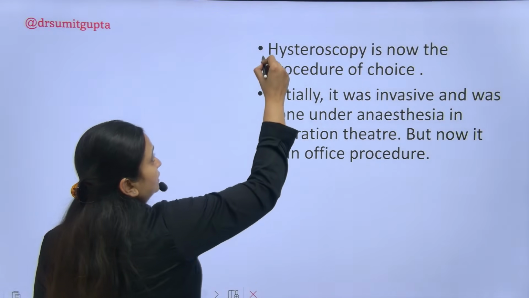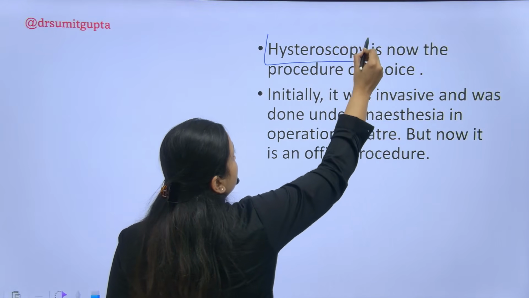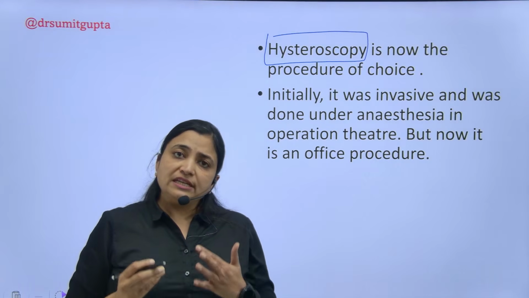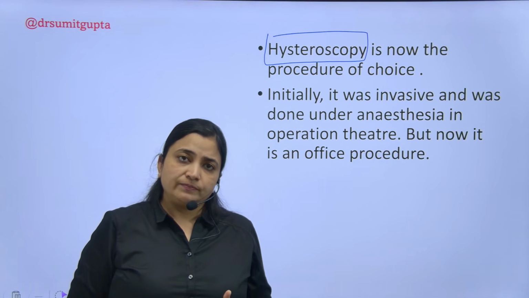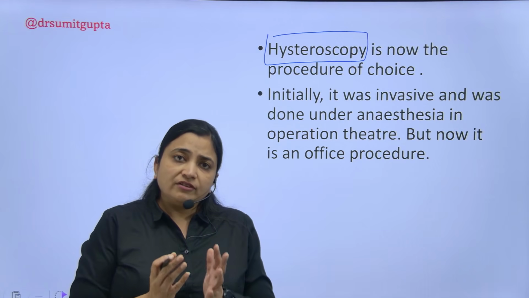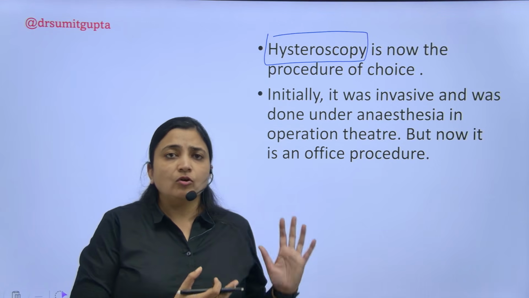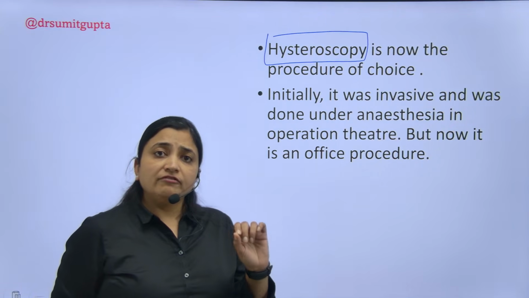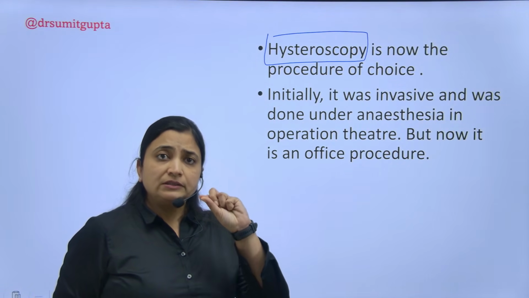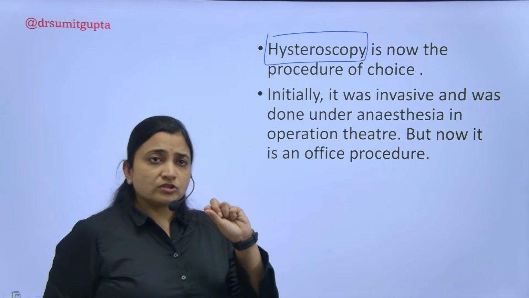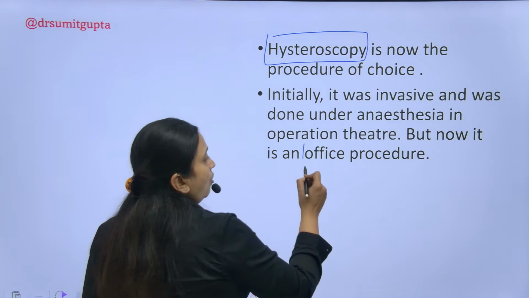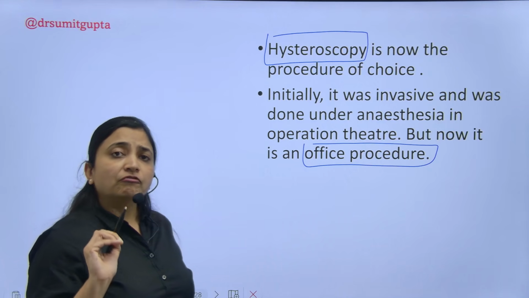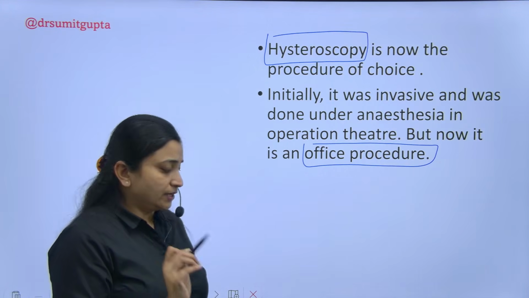As I told earlier also, hysteroscope is now the procedure of choice to see the cavity and endometrium. Earlier, it was an invasive procedure. It was done in operation theaters under anesthesia. But now with the invention of smaller, more friendly scopes, you can do it as an office procedure with minimal pain to the patient and very, very good diagnosis and treatment.